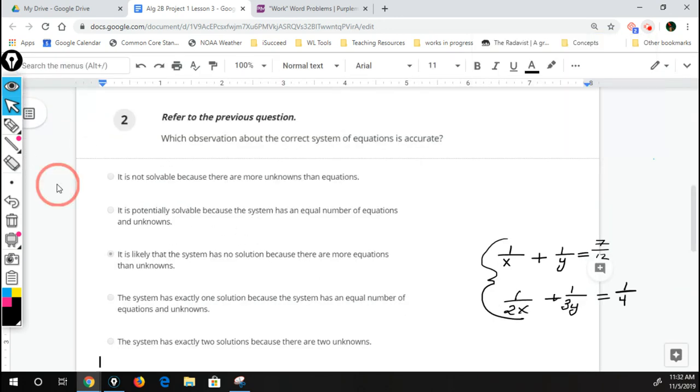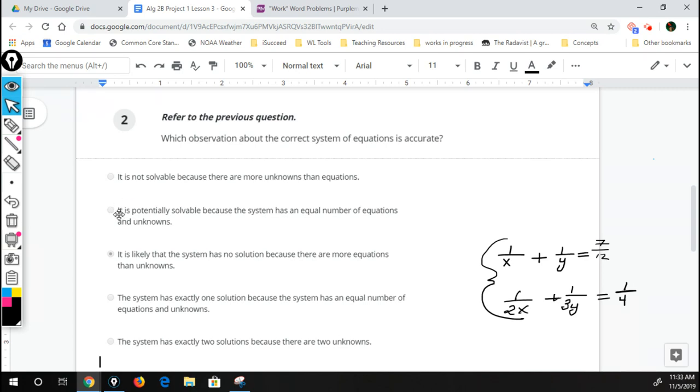Okay, so for question number 2, we're still now using that system of equations that we wrote here, and which observation is correct about the system. So all of these have something to do with the solvability of the system of equations. So to solve a system of equations, you need at a minimum the same number of equations as unknowns. So here I have 2 unknowns, x and y, which means I need at least 2 equations, which I do. So this one, it is potentially solvable because the system has an equal number of equations and unknowns.